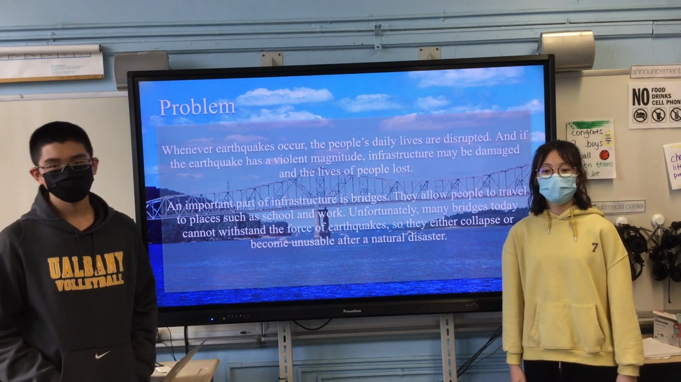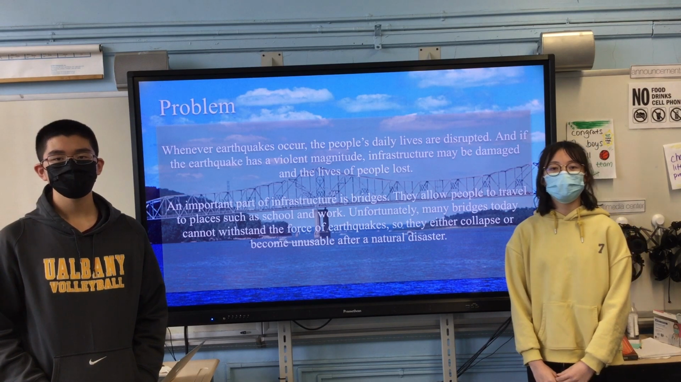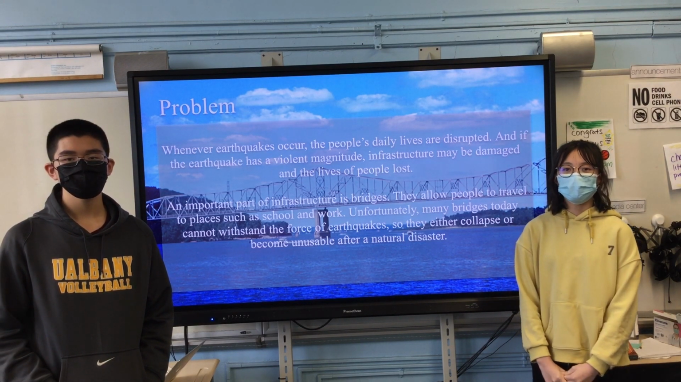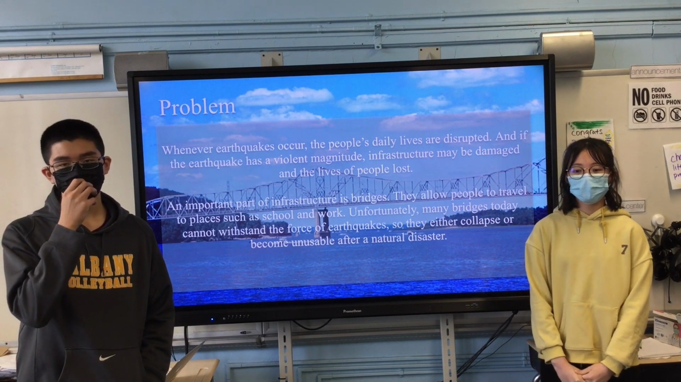So an important part of infrastructure is bridges. They allow people to travel to important places such as work and school. Also, I know a few of my classmates that take the Verrazano Bridge to get to school.